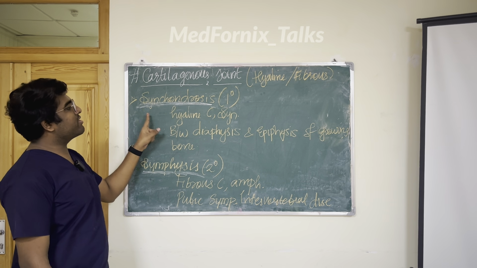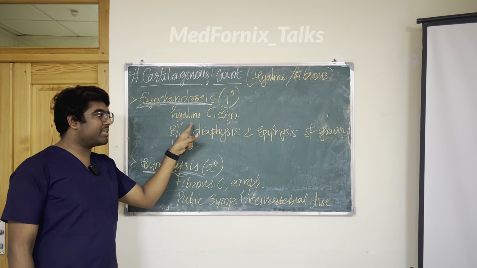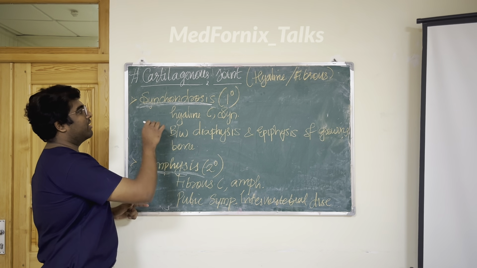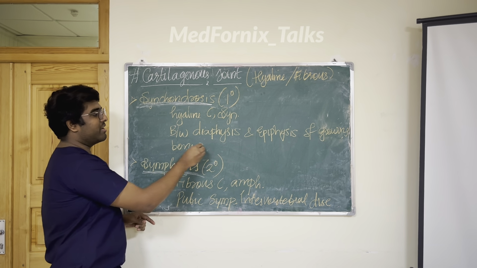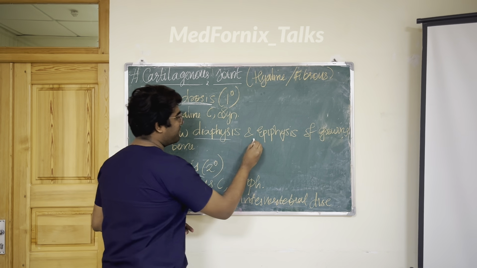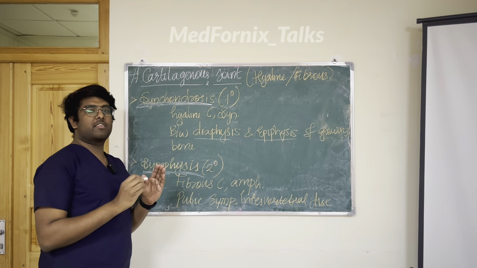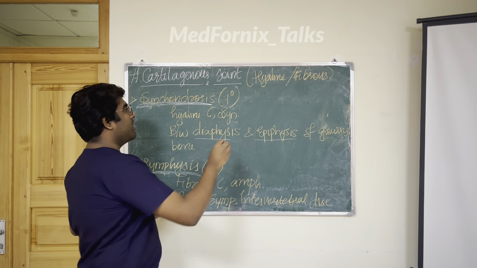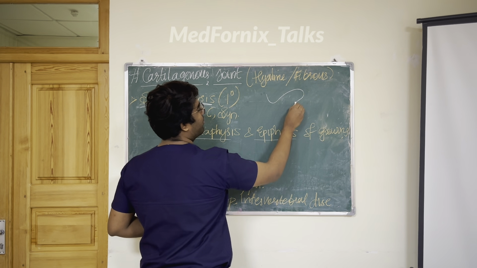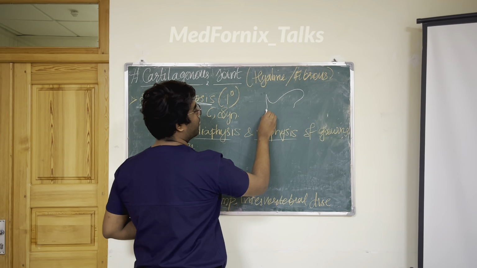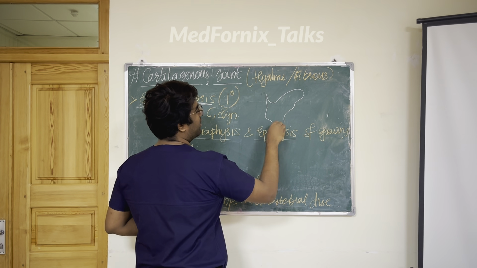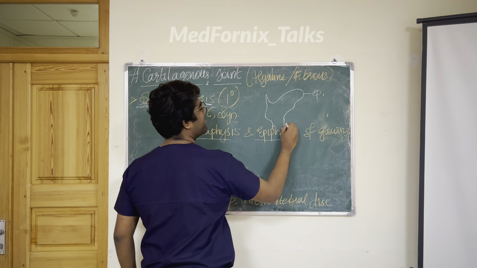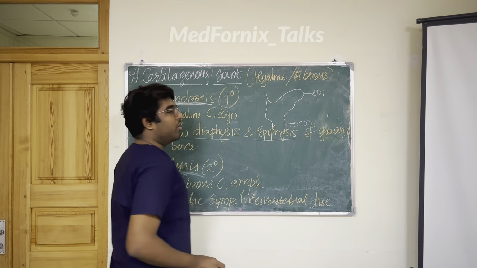So synchondroses are formed from hyaline cartilage and they are immovable, which is also known as synarthrosis. And these synchondroses can be seen between diaphysis and epiphysis. These diaphysis and epiphysis are seen in the growing bones. Suppose this is a tip of a growing bone, here this is the diaphysis and this is the epiphysis. Don't get confused.